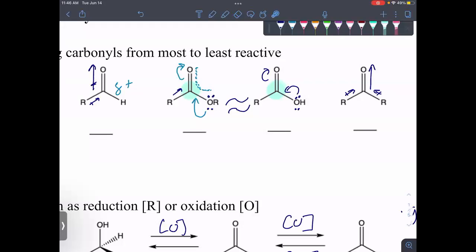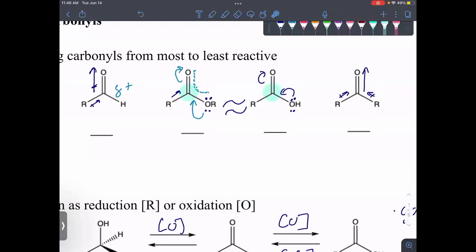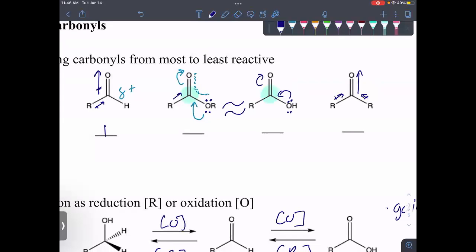So what's the final order? The first is aldehyde, second is ketone, and then ester and the acid are the same.